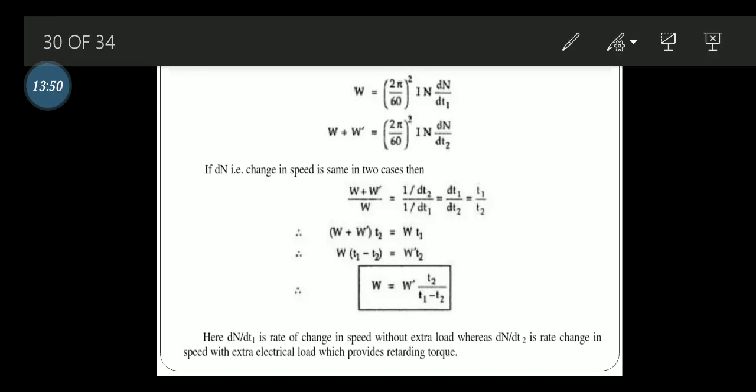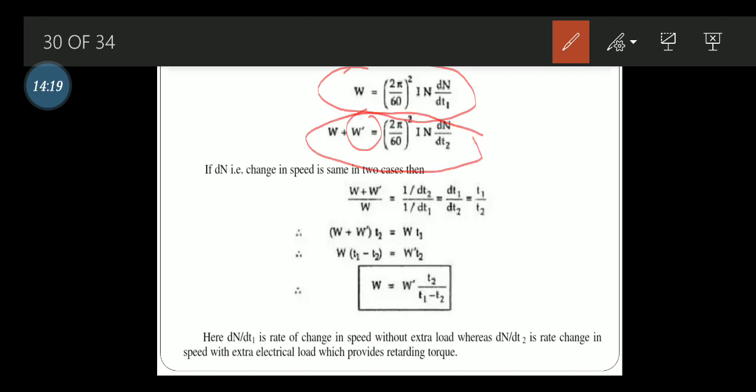In general W is equal to (2π/60)² N dN/dt1. So here there is one more rotational loss added with this. This is the second case, where W' is the new rotational loss which is added to the existing rotational loss, that is W plus W'. Then we will get the equation.